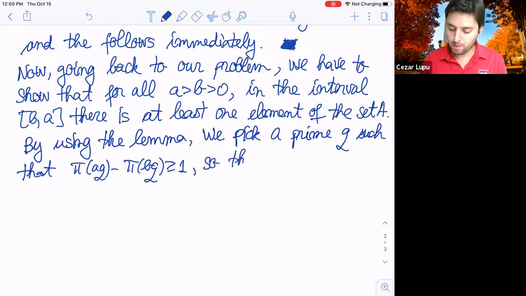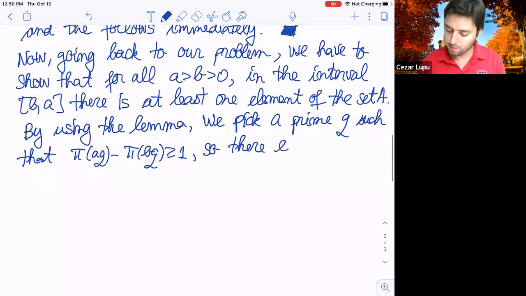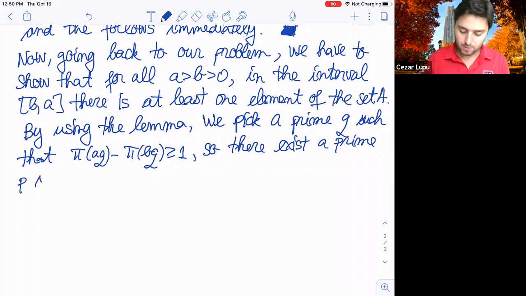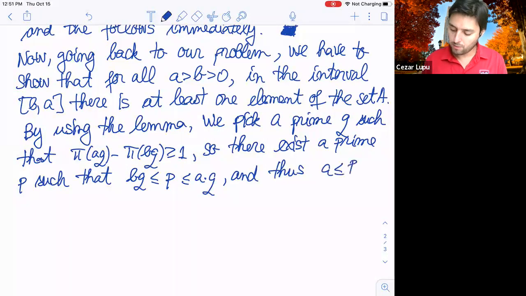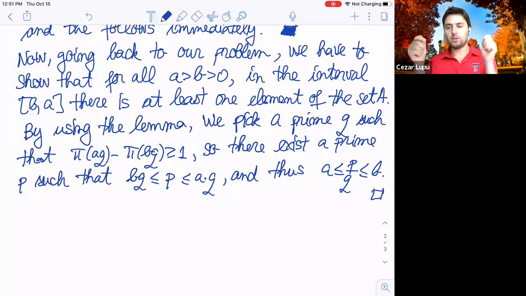So we can say that there exists a prime, let's say P, such that B times Q is less or equal than P is less or equal than A times Q. Or you can say that B is less or equal than P over Q and less or equal than A. And that's it. This is what you have to prove. There's the problem, right? So between any two positive numbers, you can find a fraction of this type, a fraction of prime numbers.